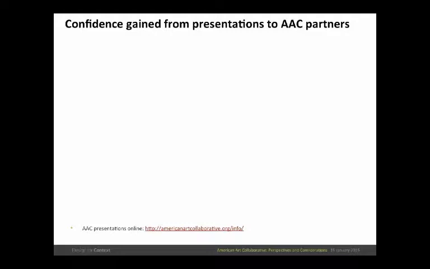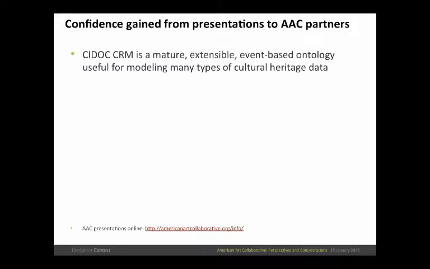We've gained a lot of confidence, I think, from these presentations, and in particular, we've come to understand that the foundation of any effort with linked data, obviously, has got to be built on a solid ontology, and cultural heritage is incredibly lucky to have just such a thing available in the form of the CIDOC CRM. It's mature, it's extensible, it's been created specifically for use in the context of our domain. We're very lucky to have it.